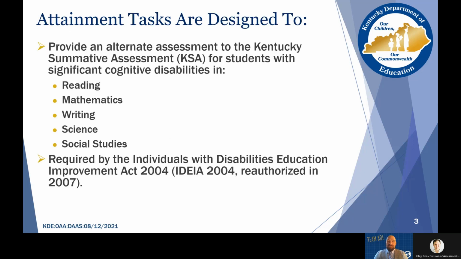So, the attainment tasks are intended to assess students in the content areas that all students are tested on as part of the general assessment. But not all content areas are required by the Every Student Succeeds Act, or ESSA. This is a requirement of IDEA, which requires students with disabilities to participate in every district or statewide assessment. But it also allows alternate testing methods for students with significant disabilities.